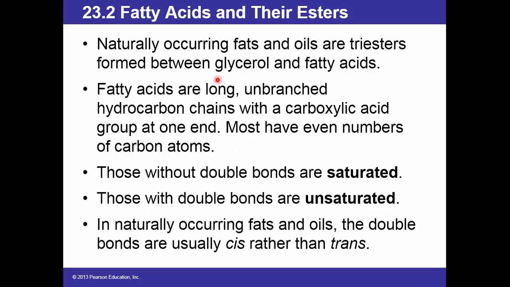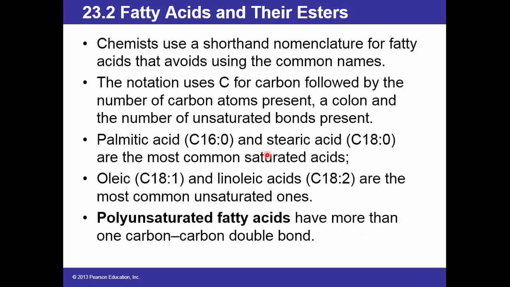Naturally occurring fats and oils are triesters formed between glycerol and fatty acids. As I said, glycerol is the parent compound of triacylglycerol. Fatty acids are long, unbranched hydrocarbon chains with a carboxylic acid group at one end. Most have even numbers of carbon atoms, 16, 18, 20, etc. Those without double bonds are saturated, and those with double bonds are unsaturated. In naturally occurring fats and oils, the double bonds are usually cis rather than trans, and this puts a kink in the hydrocarbon structure. Chemists use a shorthand nomenclature for fatty acids that avoids using the common names.